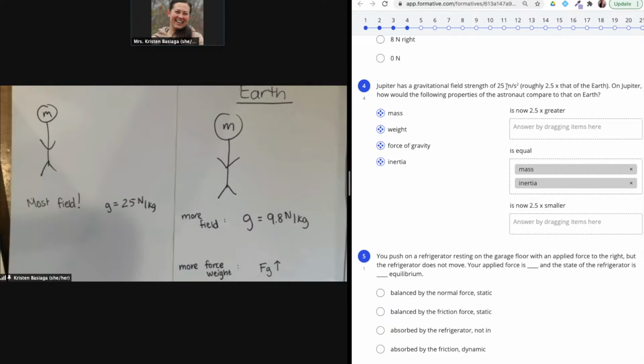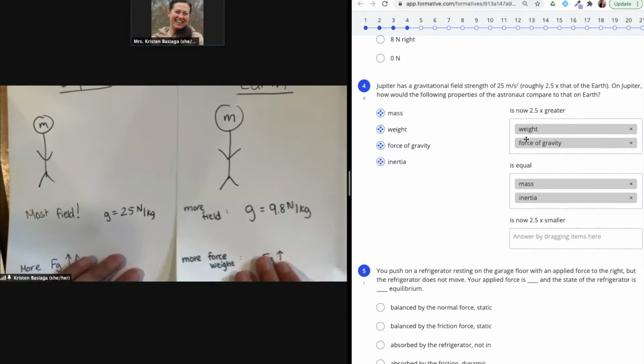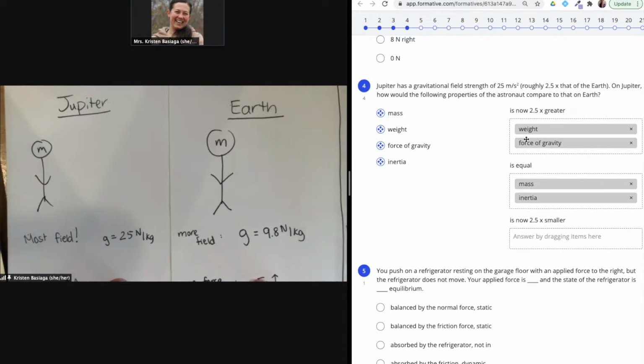On Jupiter, having more field than Earth must mean it has even more weight than on Earth. Having more force due to gravity and more weight than Earth means that I would take both of these, force due to gravity and weight, and drag them into the 2.5 category. So side by side, they have different fields, which creates different force and different weight, but not different mass or inertia.